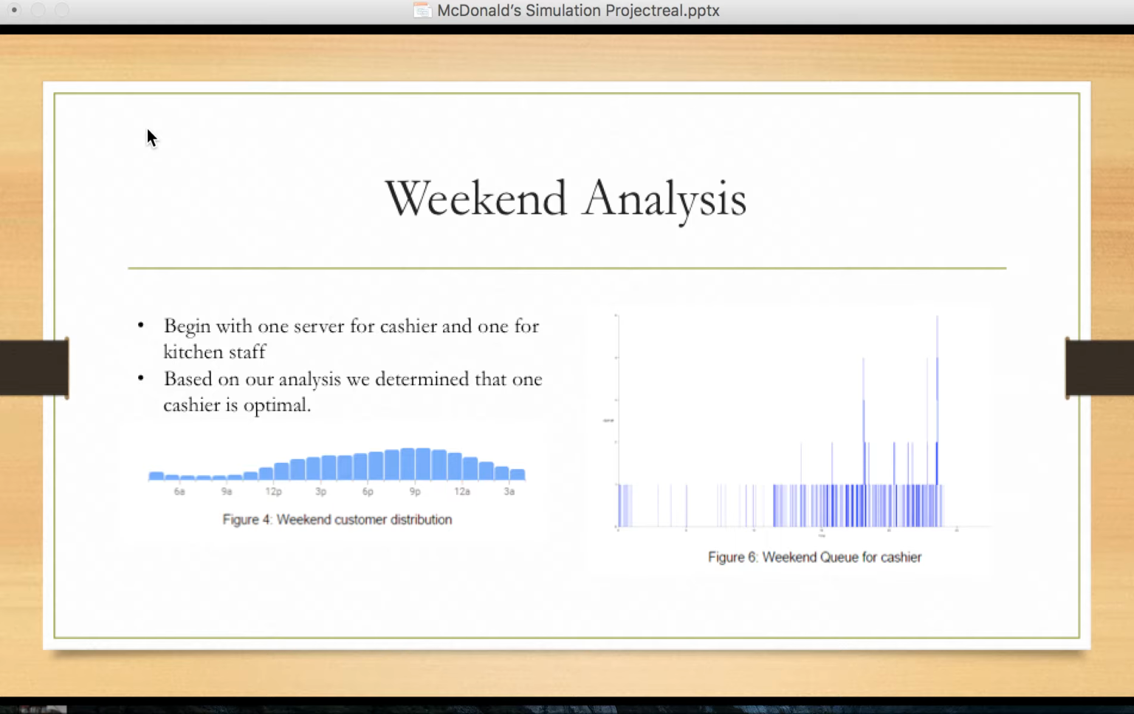Therefore, we want to first optimize our number of cashiers, and we first start with size 1. When we run the simulation based on that, we see in the figure on the right side that the queue is always below 5 customers. So we can conclude that our optimal size for cashiers can just be 1.